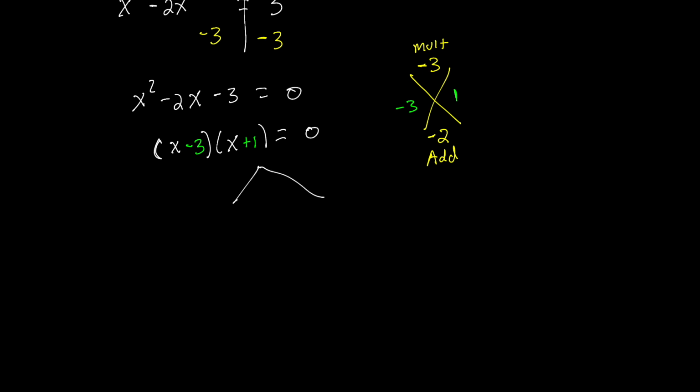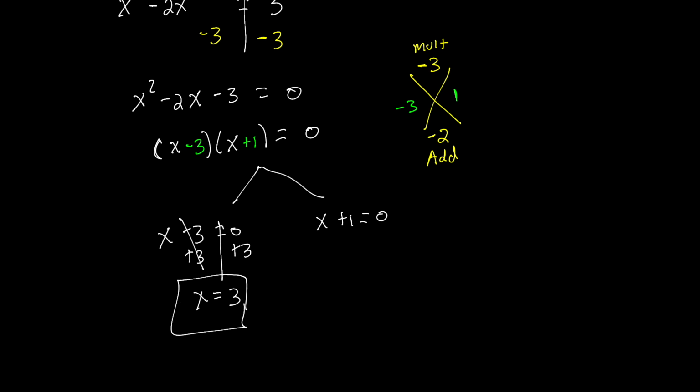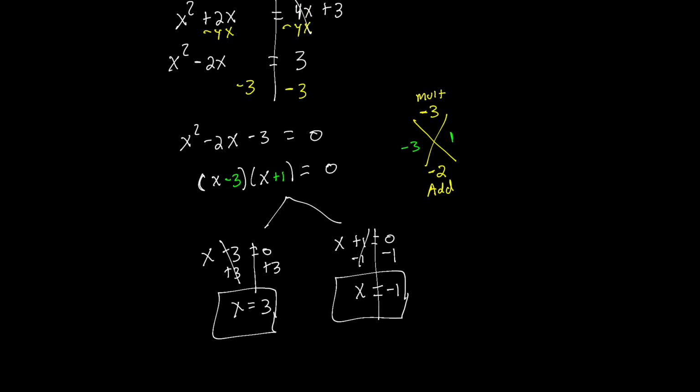It's at this point that I can use the zero product property, which tells me that if I have the product of two things and that product is equal to 0, then one of those things had to be 0 to begin with. So x minus 3 equals 0, x plus 1 equals 0. I solve both equations. I add 3 to both sides for the first one, and my first solution is x equal to 3. For the second problem, I'm going to subtract 1 from both sides, and 0 minus 1 is negative 1, so my second solution is x equal to negative 1.